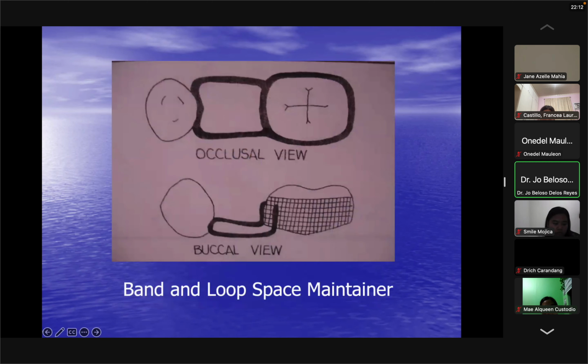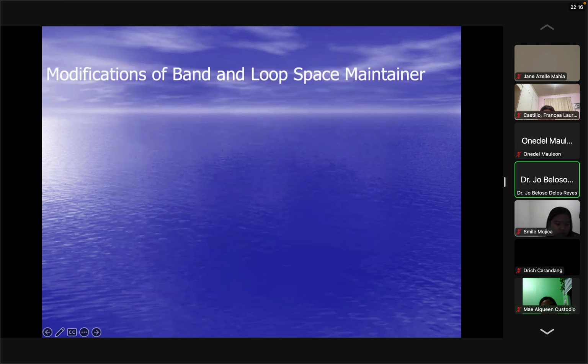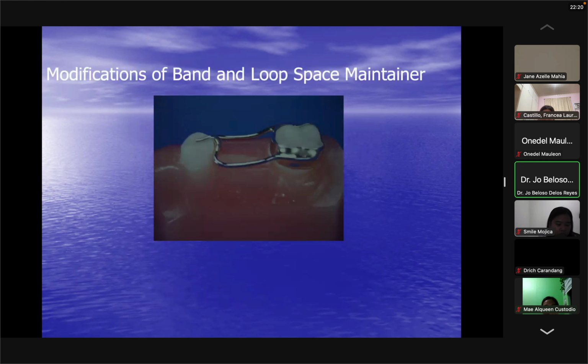Schematic drawing, occlusal view, and buccal view. Modifications of band and loops. May mga modifications yan eh. Pwedeng lagyan mo ng, ano ang tawag dito? Wait ha. Occlusal rest. Okay. So, pwede mong lagyan ng occlusal rest. Band and loop pa rin siya, pero may occlusal rest.